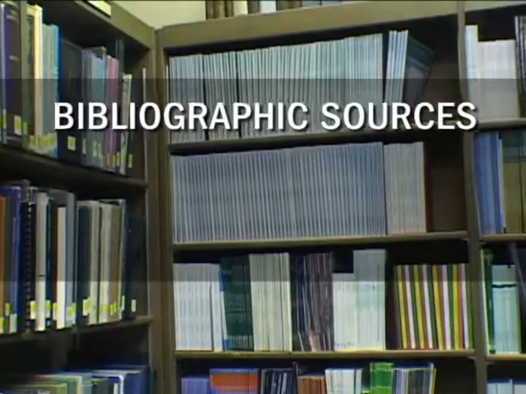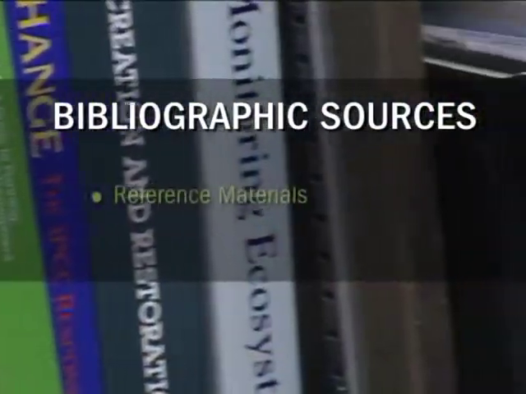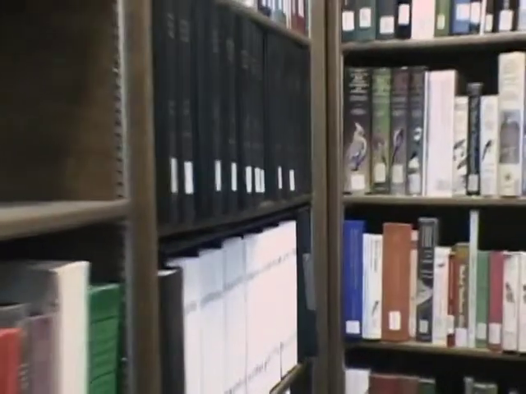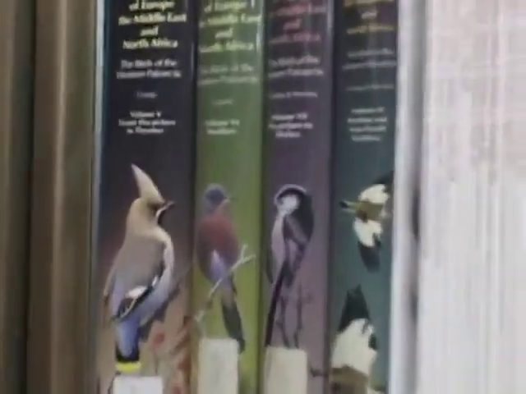Using your outline as a guide, you should now determine what kinds of reading materials you should be looking for. During your bibliographic research, you'll use two main kinds of sources: reference materials and journal articles. Reference materials usually contain brief and factual information that has been compiled from many different sources. They are an excellent starting point for gathering basic information about a topic.